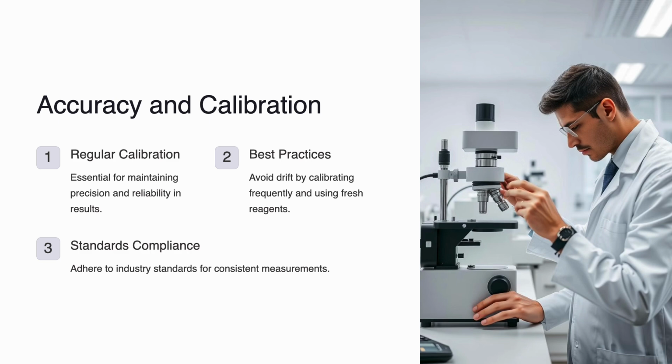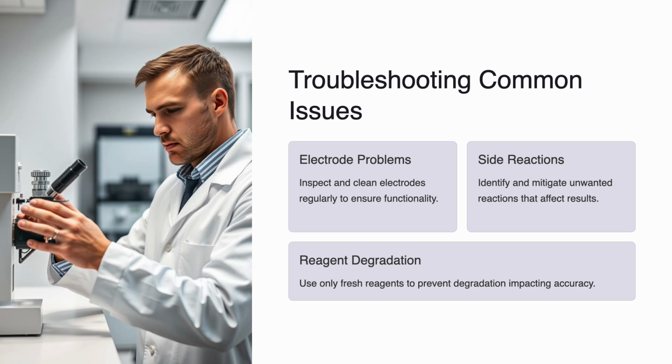Also, we have to maintain the industrial standards by adhering to industry standards for consistent measurements. And we also have to look for various common issues which are generated using the various electrodes, or the side reactions which occur in the reaction cell, or reagent degradation. In electrode problems, we have to inspect and clean electrodes regularly to ensure their functionality and to avoid further major problems. Side reactions: we have to identify and mitigate unwanted side reactions that affect the results.